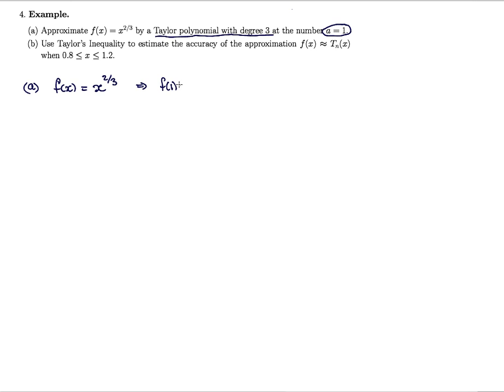So we'll first work out what f of 1 is. We're going to need to know the derivative. That's 2/3 x to the negative 1/3. So f prime of 1 is 2/3. We're going to need to know the second derivative. x to the negative 4/3. So f double prime of 1 is negative 2/9.